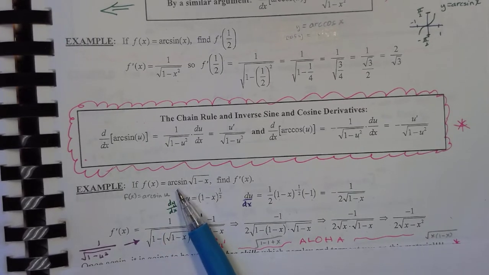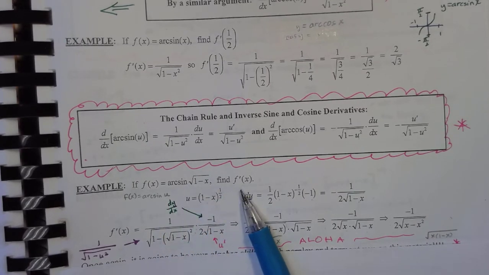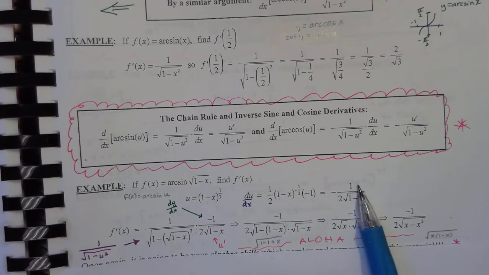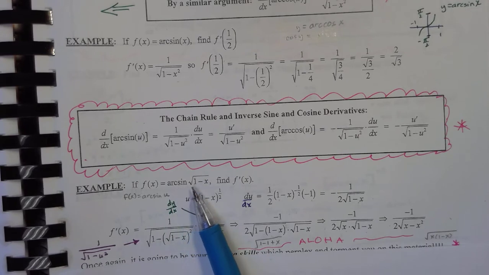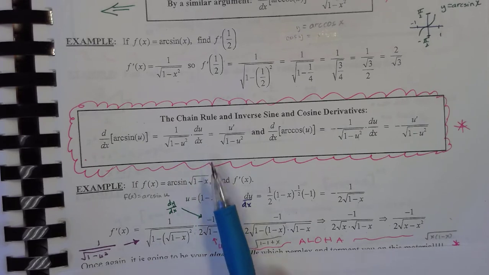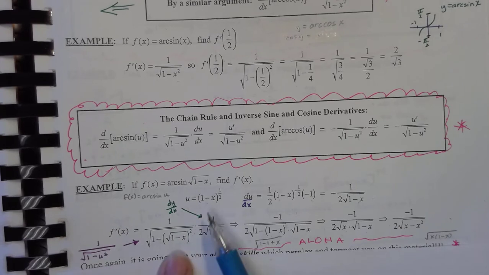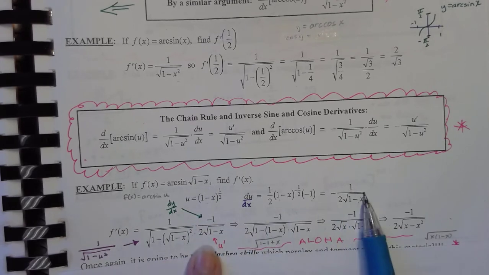If f of x is the angle whose sine is the square root of 1 minus x, find f prime. Again, we're going to let our u be 1 minus x to the 1/2. So du/dx is 1/2 times 1 minus x to the negative 1/2 times the derivative of the inside, negative 1, which we get to be negative 1 over 2 square root of 1 minus x. Notice we are looking at arc sine u. The derivative of arc sine u is 1 over the square root of 1 minus u squared times du/dx.